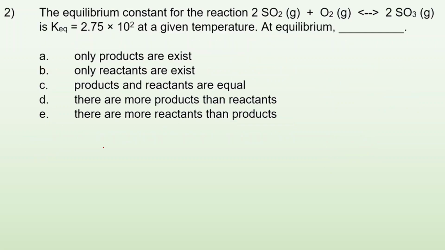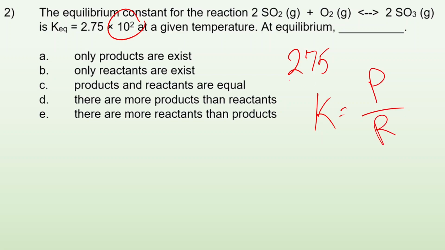Boom. Number two, the equilibrium constant for the reaction, here it is, KEQ equals that number at a given temperature. At equilibrium, all right, same kind of thing, but now, hey, it's times 10 to the second, so it's really like 275 is my value. So again, if my equilibrium constant expression is essentially the products over the reactants, how do I get a big number? Well, I need the products to be more than the reactants. So which option is that? It is option D.